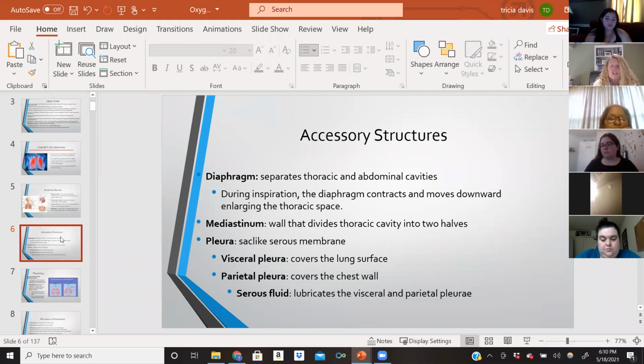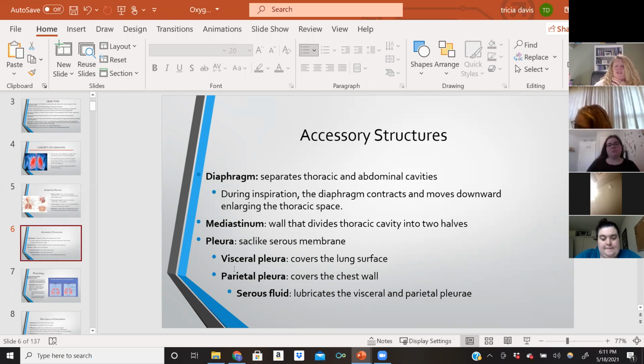So our accessory structures, we're going to have our diaphragm. This is going to separate our thoracic and our abdominal cavities. During inspiration, the diaphragm is going to contract and move downward, enlarging that thoracic space. We have our mediastinum, which is that wall that divides the thoracic cavity into two halves. The pleura is that sac-like serous membrane. Our visceral pleura is the surface that covers the lung, and then that parietal pleura covers our chest wall. And then we have that serous fluid that lubricates the visceral and the parietal pleura so that they don't rub together.